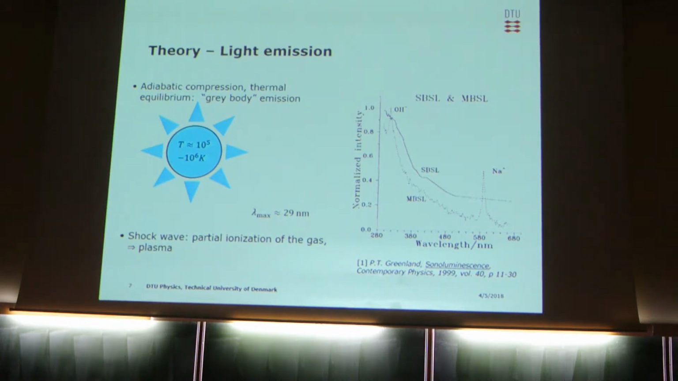Here we have a temperature of about 10^5 Kelvin. With Wien's law, we can determine the peak wavelength of this emission, which is around 29 nanometers, so it would be a peak in the UV. Here you have a spectrum of the sonoluminescence; what I've tried to do is single bubble sonoluminescence. You can see here the shape of the black body spectrum, but in the UV.